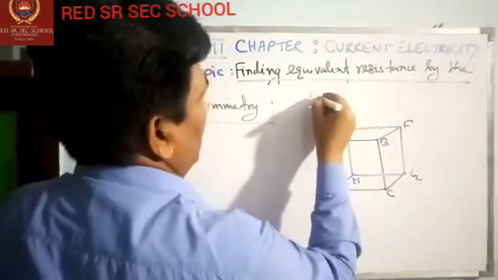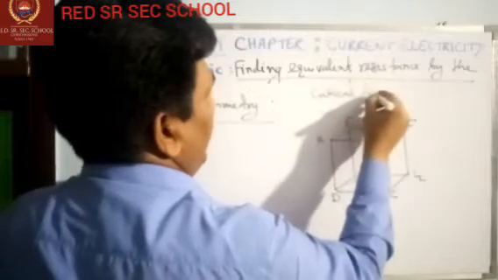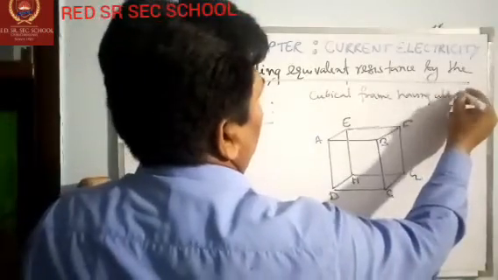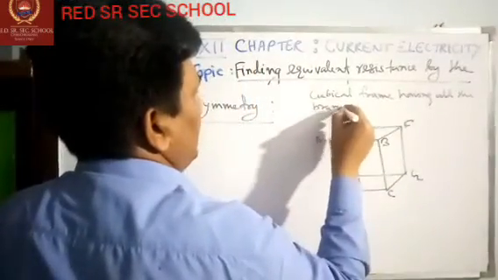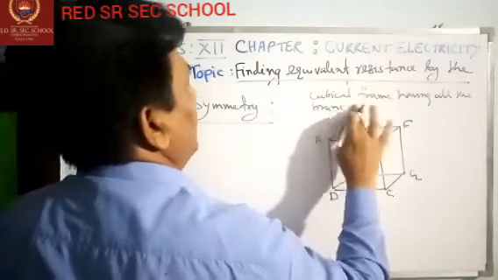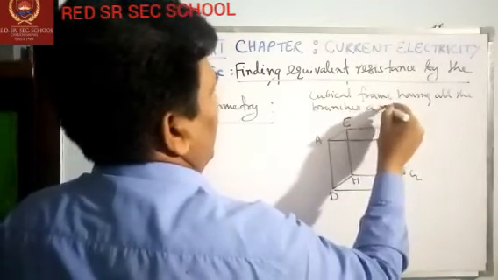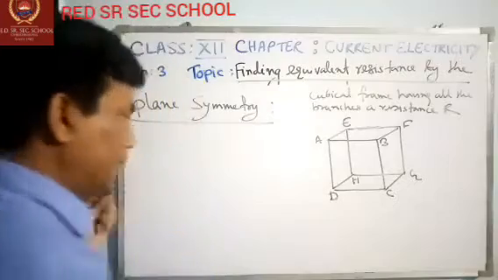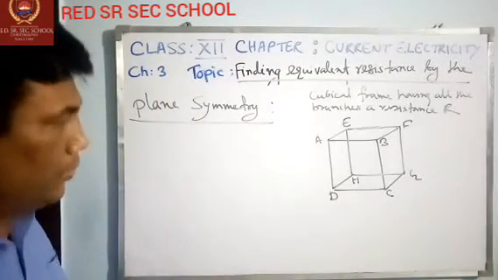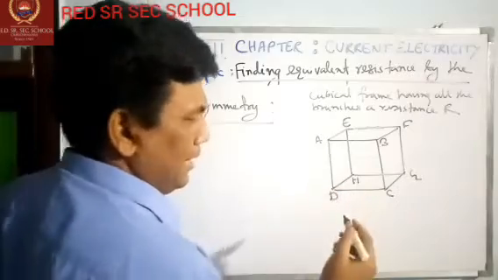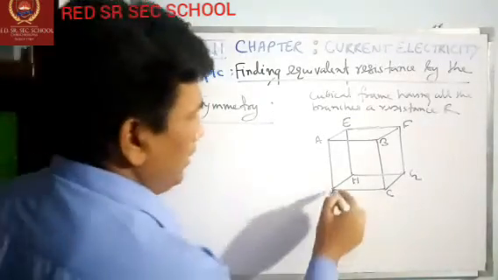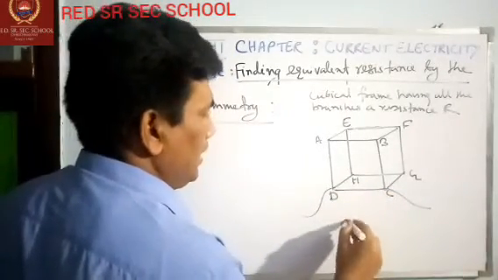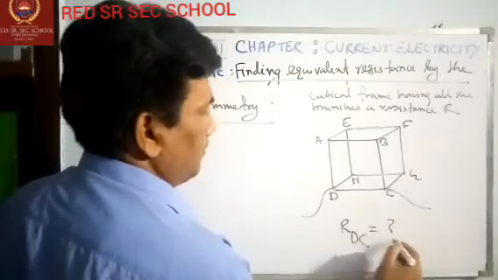What is this? A cubical frame having all the branches a resistance R. And what I need to do is find out the resistance between any edge. This and this, say D and C. What is the resistance between D and C? I need to find out.